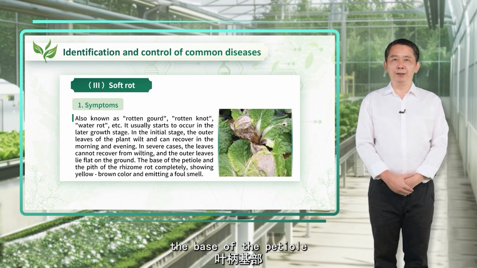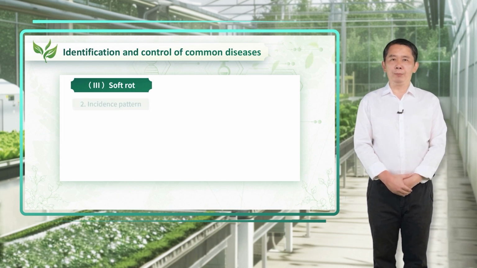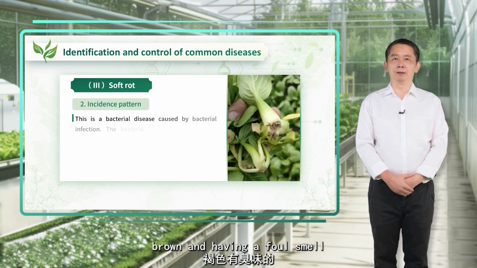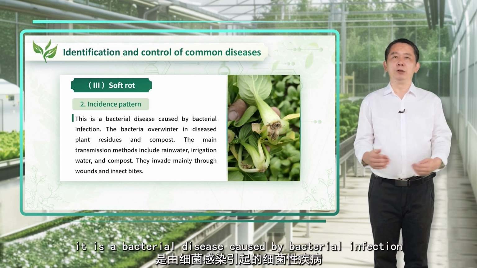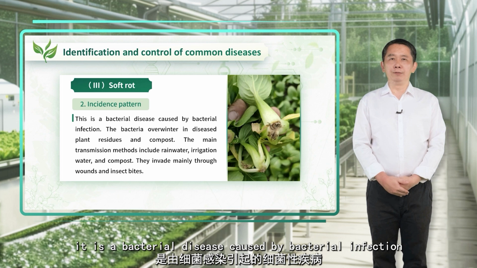The base of the petiole and the medulla of the root and stem are completely rotten, turning yellow, brown and having a foul smell. 2. Occurrence pattern. It is a bacterial disease caused by bacterial infection.